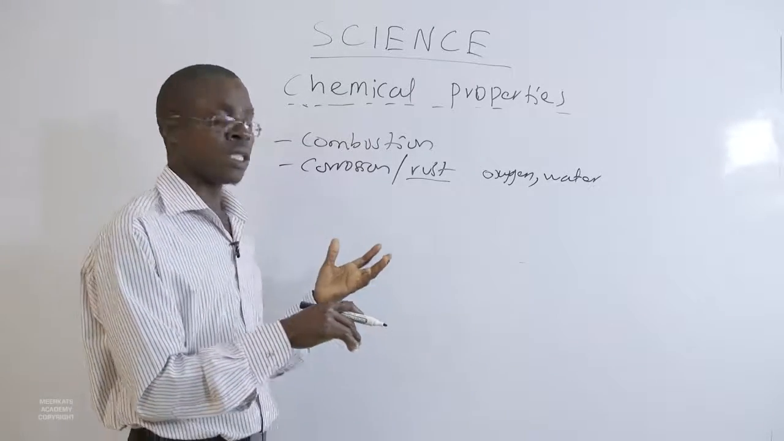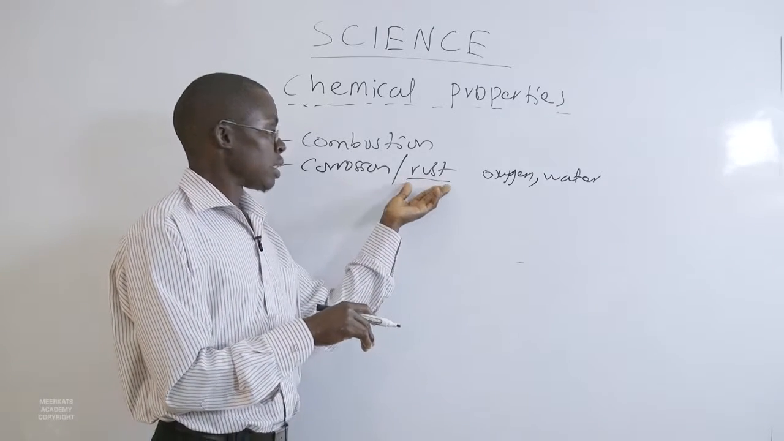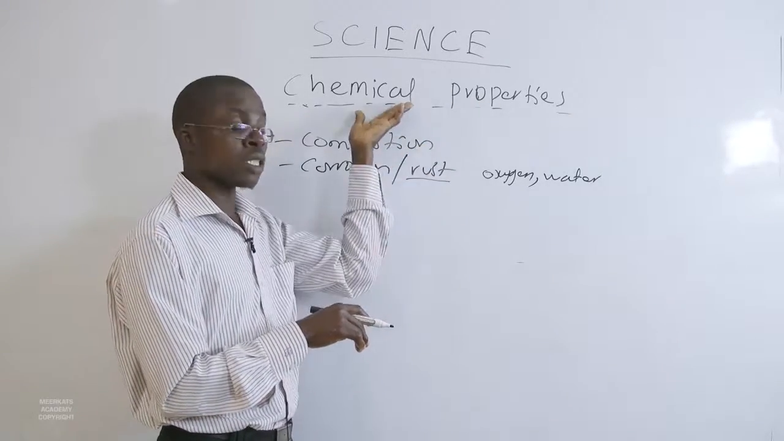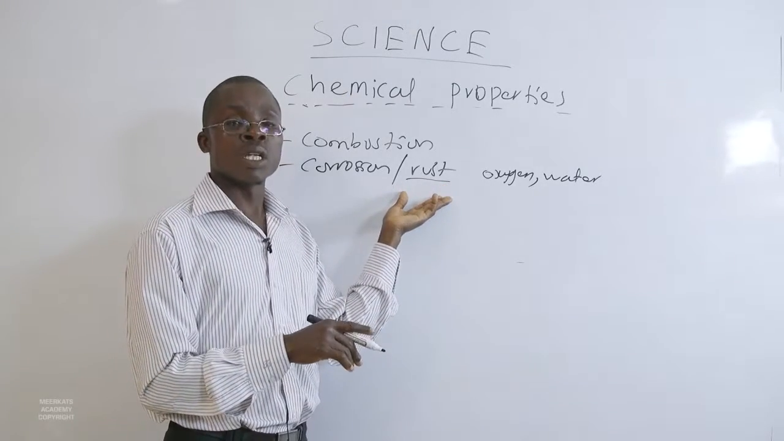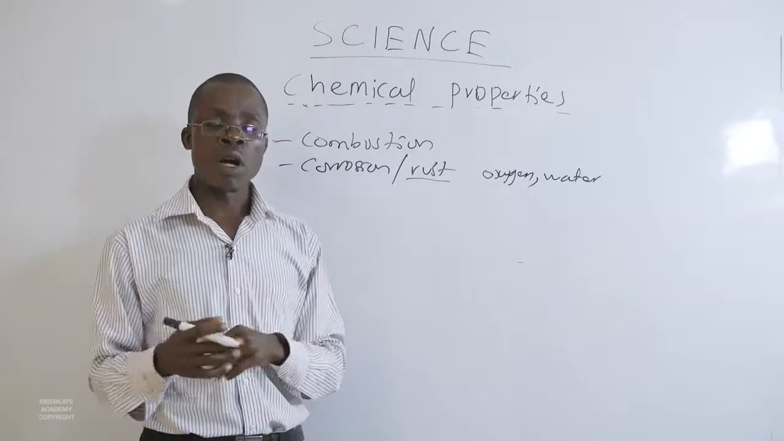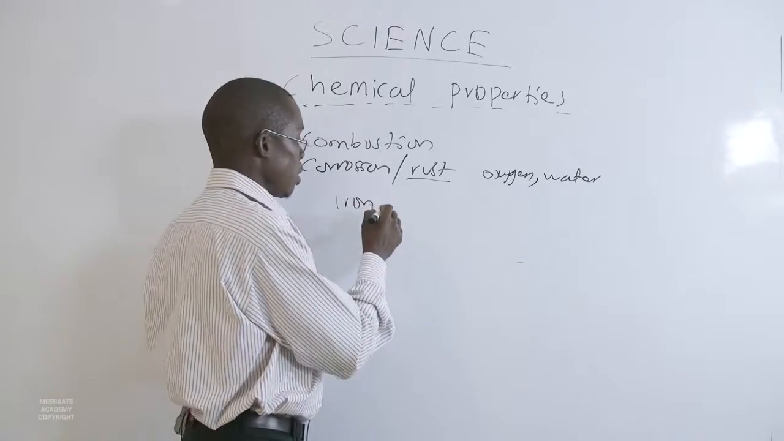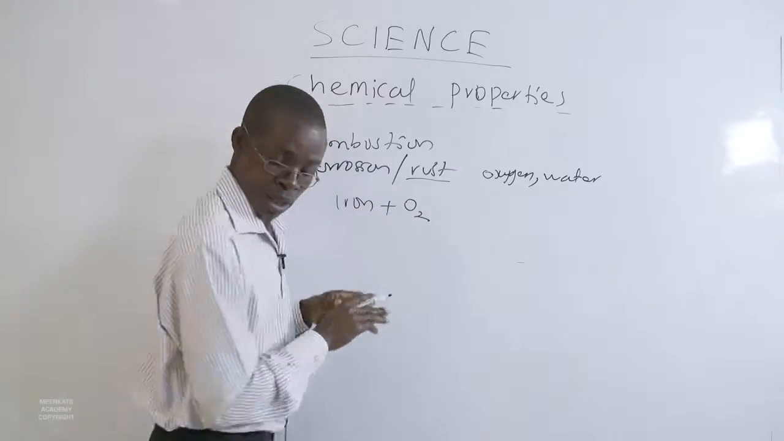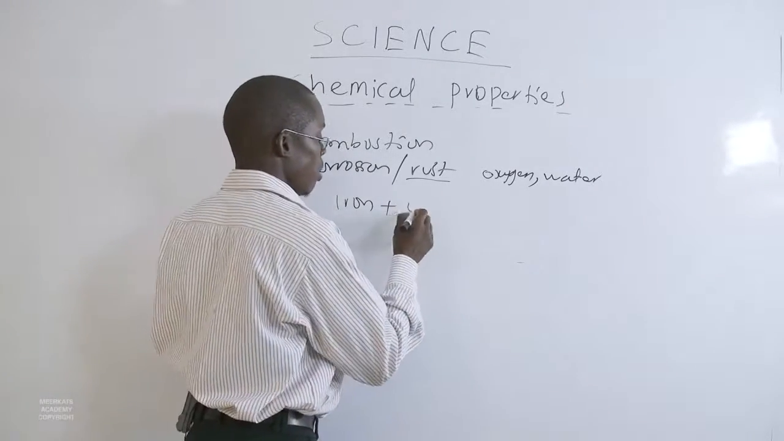So what has it to do with the rust in relation to chemical properties? It has everything to do with the change of what you had previously to what you have presently. So previously what you had was iron metal. This iron metal is in the presence of oxygen. Let me use words. So we have oxygen.